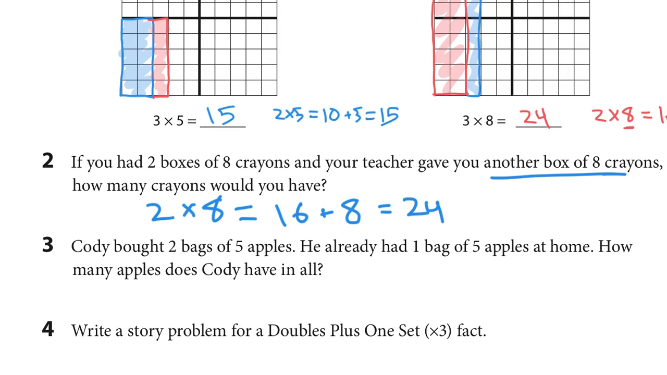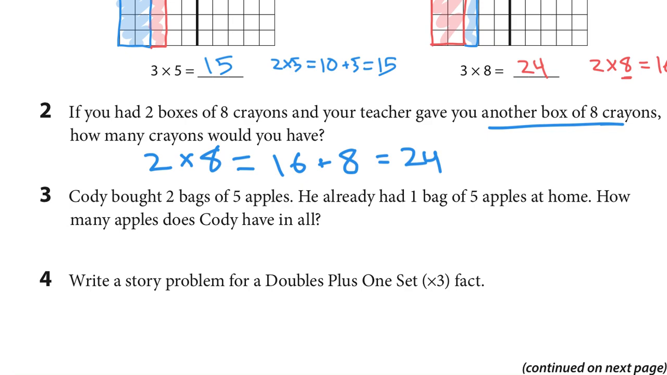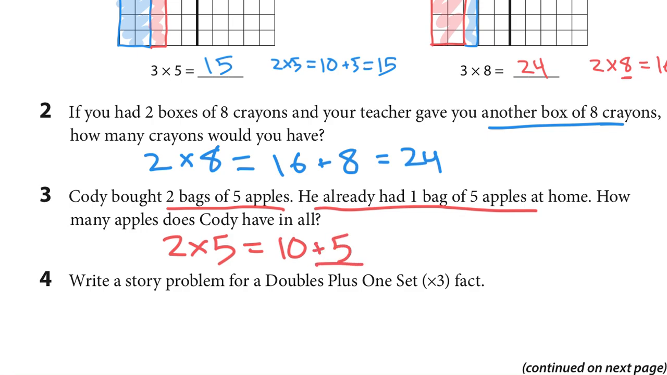This one down here, I bet is going to sound a little familiar too. Cody bought 2 bags of 5 apples. Okay. He already had 1 bag of 5 apples at home. So how many does he have in all? Well, 2 bags, 5 in each, 2 times 5. There's our 10. We already had 1 bag of 5 apples, so I add 5 more. There's our 15. This is the exact same problem that we did up here, where we doubled the factor, so we doubled the 5, and then added 1 more 5. So we have 3 times 5 in total.